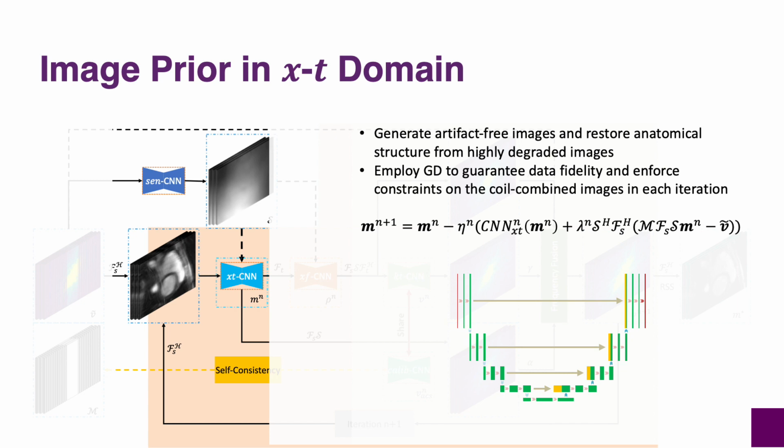We employ a step of the unrolled gradient descent algorithm to guarantee fidelity to the acquired data and enforce image constraints on the coil-combined images. We utilize UNet to learn a highly nonlinear image prior here.